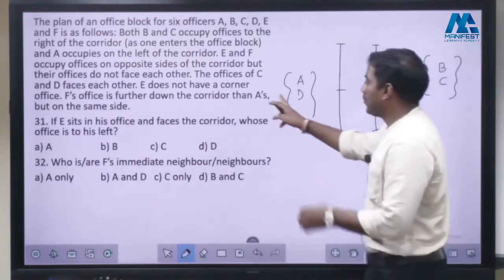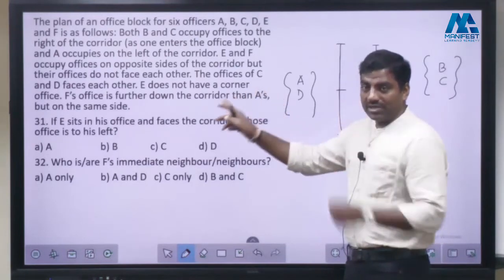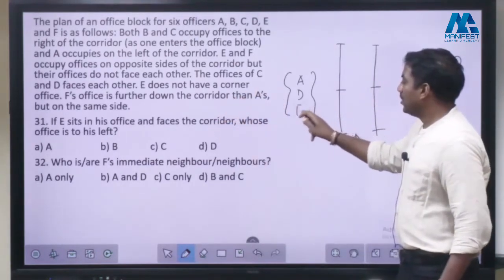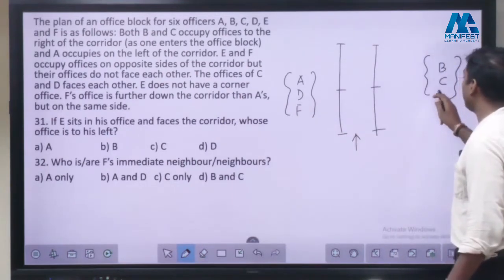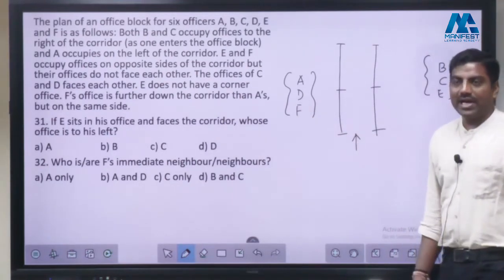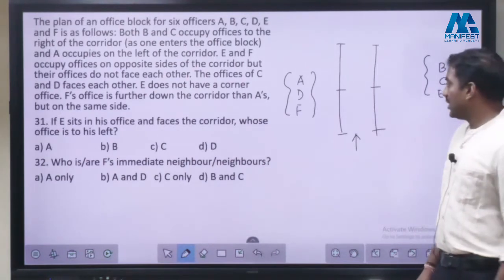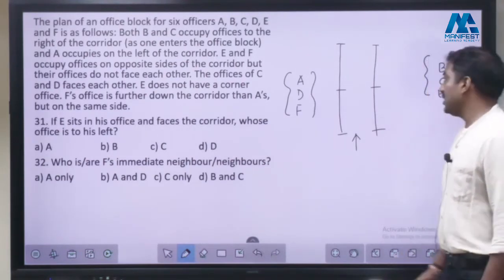So if you read only up to here, it is not yet clear. But they have given on the same side. So F will come in this group. So E will come in this group. Now, at least we have gathered the people on one side, left, that is ADF, and right, BCE.